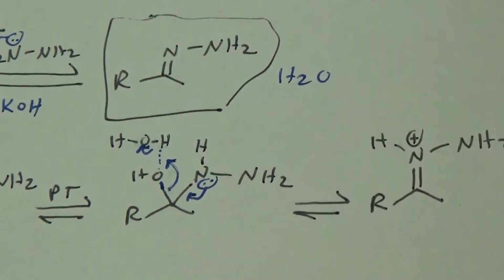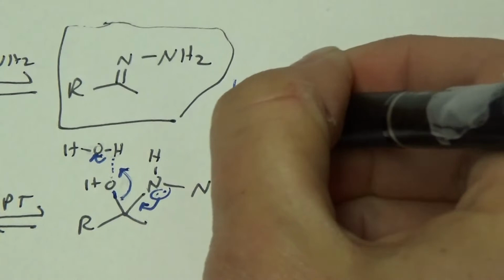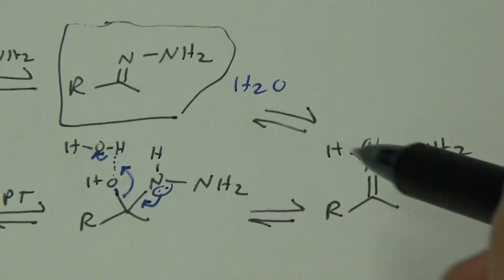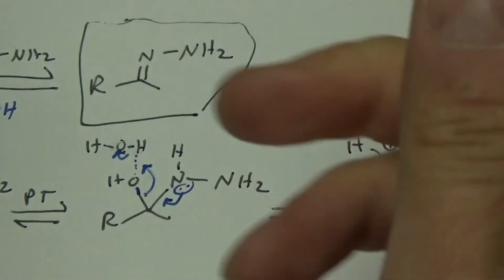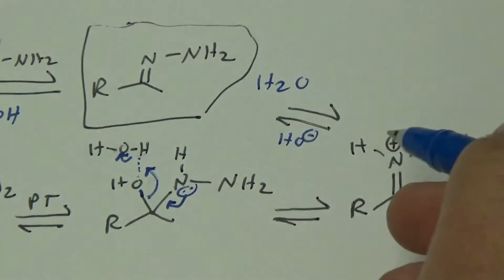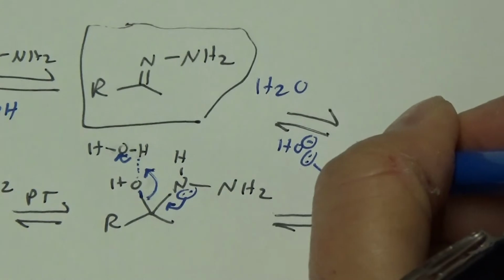Okay, plus charge. Lastly, you've got that proton, and we also have tons of base around, right? So this is an acidic proton, and we have tons of base. So what's going to happen to this acidic proton in a sea of base? Hydroxide just takes it off, okay?